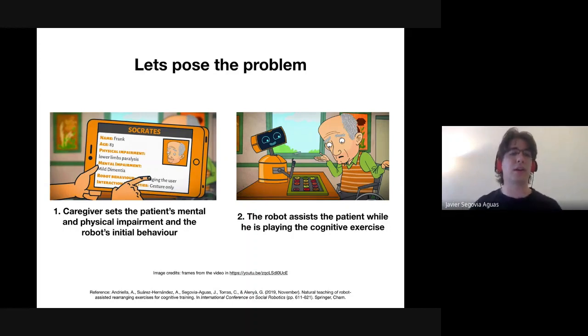So here we have a problem where the caregiver sets the patient's mental and physical impairment and the robot's initial behavior. And then the robot assists the patient while he is playing cognitive exercises, okay? But this set of cognitive exercises is fixed. And every time they want to play something different, you have to call a company, saying, hey, program this robot to play this new game, so that I can assess new metrics or new evaluations with my patients.